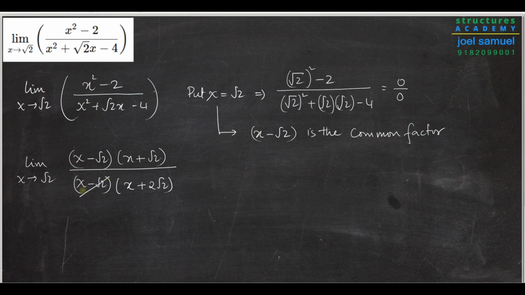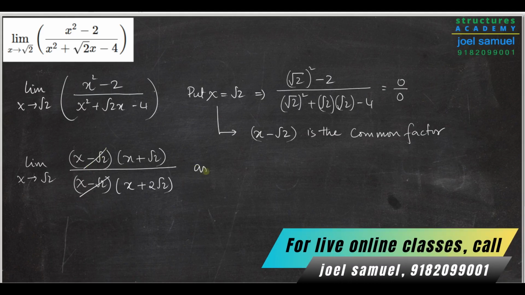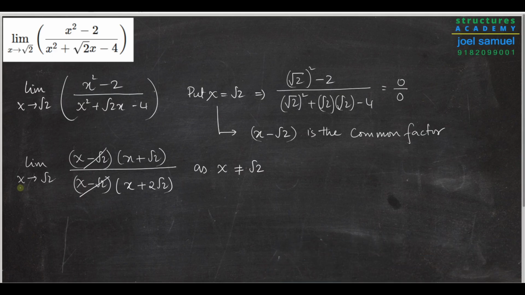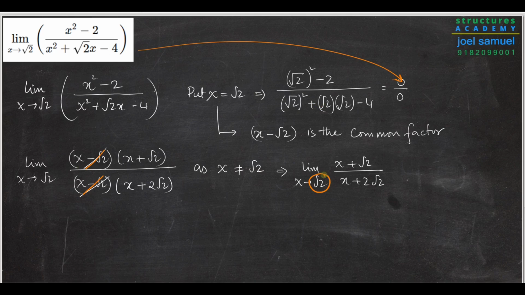So now I can cancel these two terms and declare as x can never be equal to root 2, because x is approaching root 2. X can never be equal to root 2. So that leaves us with the expression limit x approaching root 2, x plus root 2 divided by x plus 2 root 2. Since the terms that were dragging the entire function to the indeterminate form are out of the way, we can directly substitute root 2 into the two functions.